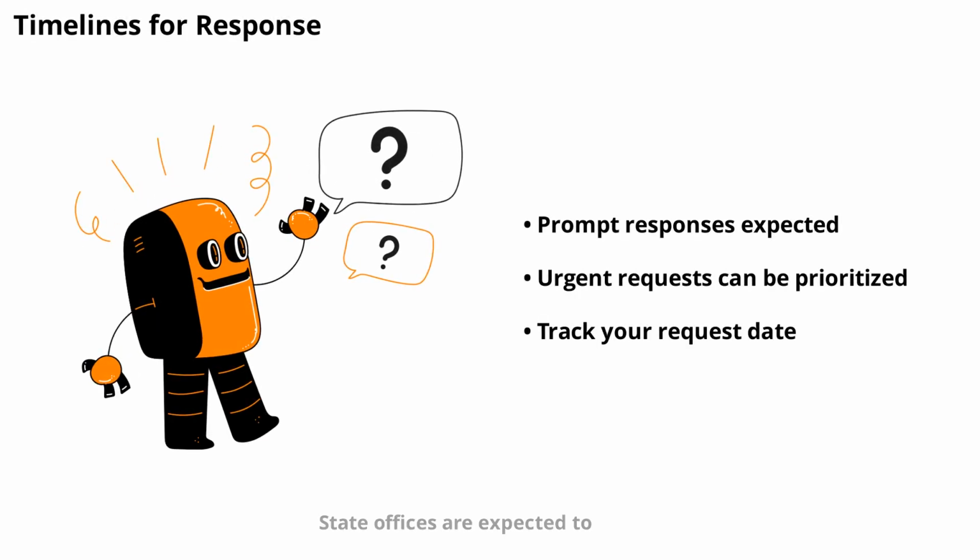State offices are expected to respond to accommodation requests promptly. While there's no universal deadline, most agencies aim to reply within a reasonable time, often within a few days to a couple of weeks. If your request is urgent, let the office know so they can prioritize it. Keeping track of when you made your request can help if you need to follow up.